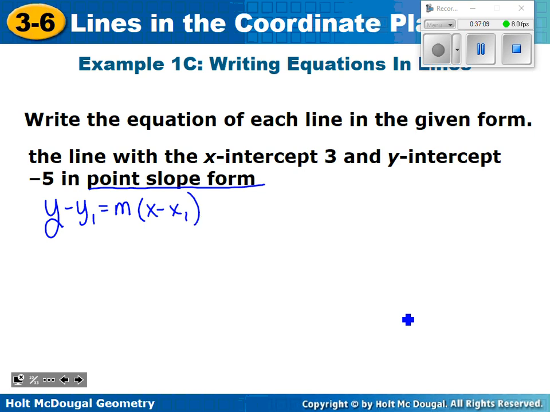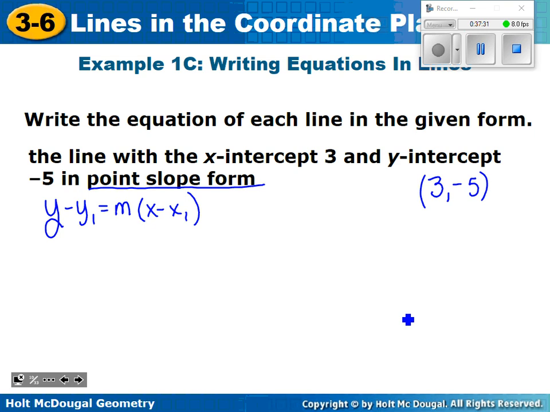Okay. This one's a little different because what are they giving us? X-intercept and y-intercept. Here's the most common mistake I see. I see students who do this. I have a point at 3, negative 5. That is wrong. 3, 0, and then 0, negative 5.